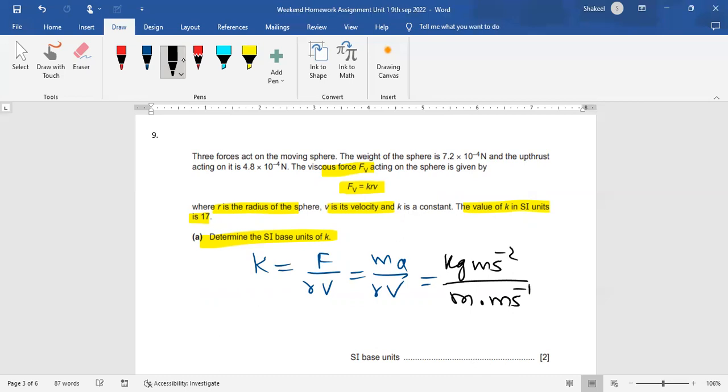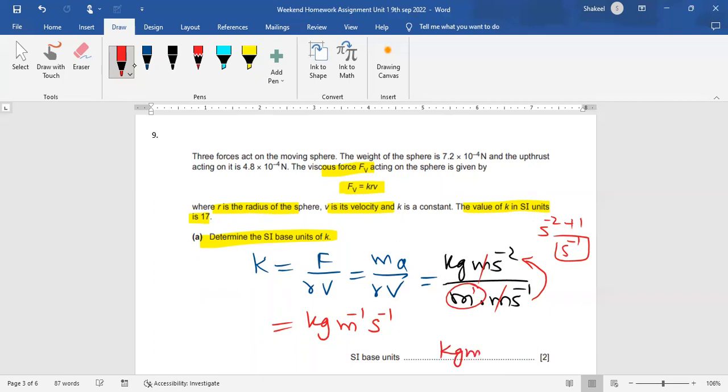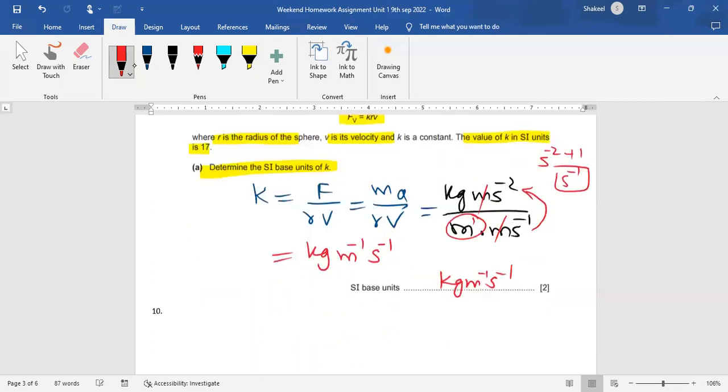Put the units. And then you have to simplify them, meter gone, and you're left with kilogram, M minus 1, S minus 1, because when you take this upstairs, S minus 2 plus 1 will be S minus 1. And this M, of course, when you take it upstairs, it will be M minus 1. So it is kilogram, M minus 1, S minus 1.